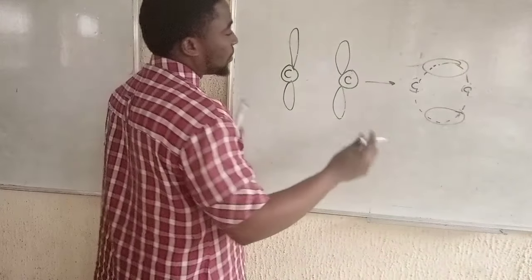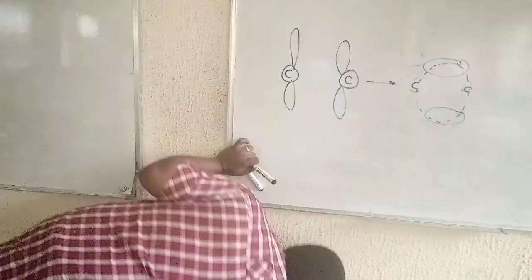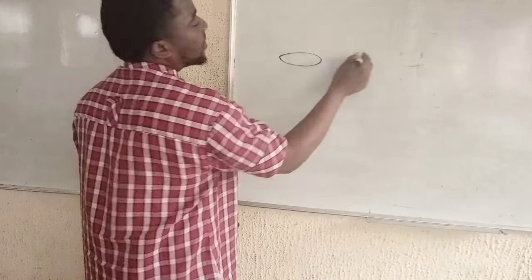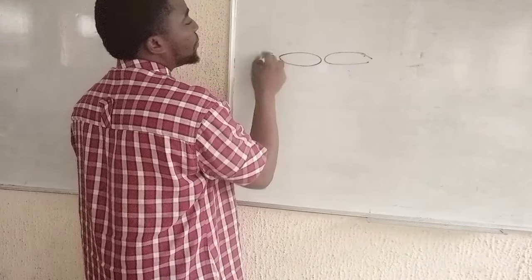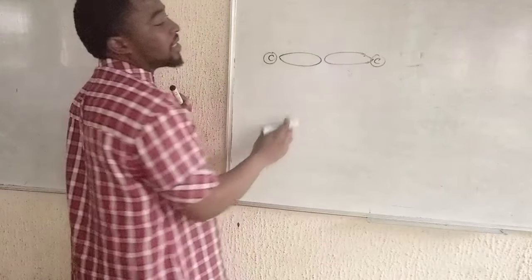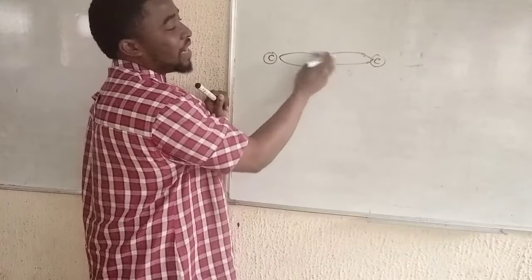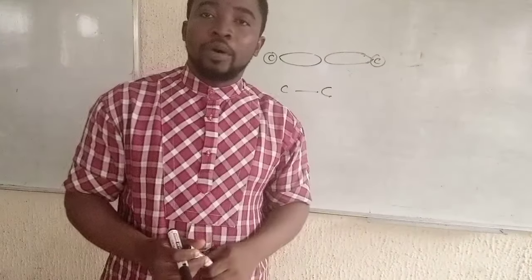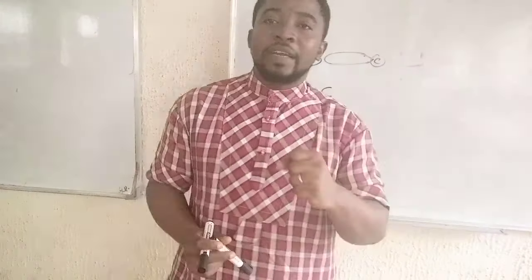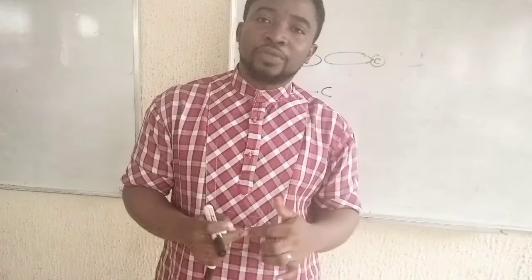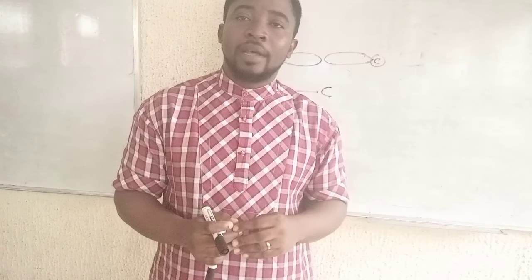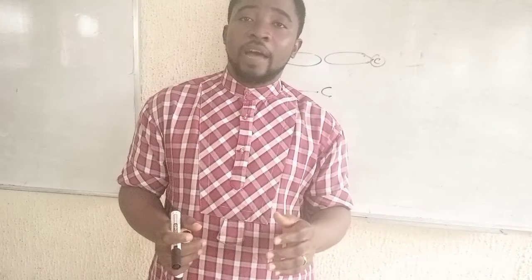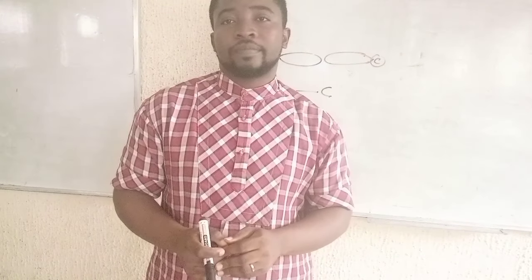But in sigma bond, there is a head-on overlap between the electron clouds of two adjacent atoms. For example, suppose we have something like this. So these are electron clouds. When they overlap each other, they result in the formation of what we call sigma bond. Sigma bond is a very strong bond because it results from the overlap of hybridized atomic orbitals, while pi bond results from the overlap of unhybridized atomic orbitals.